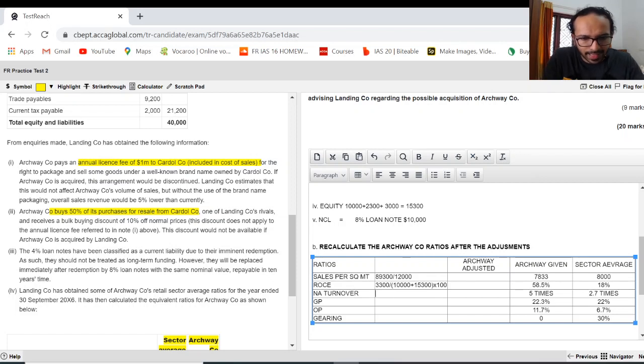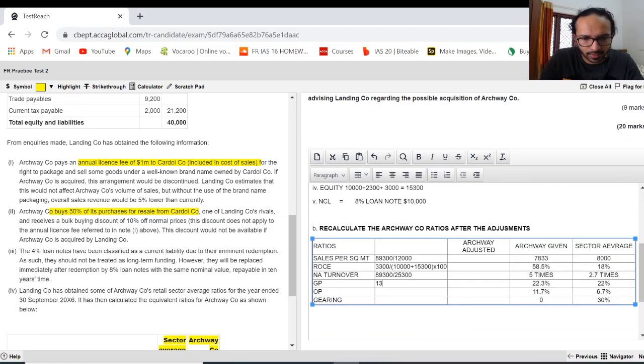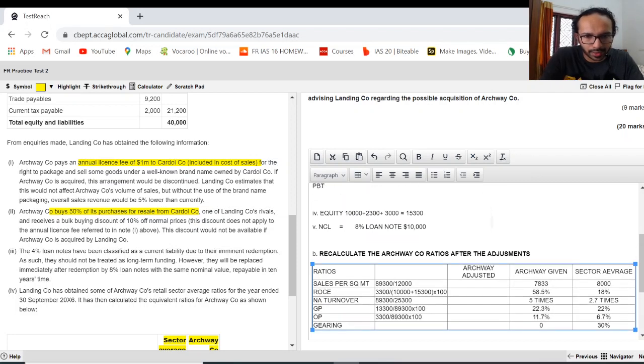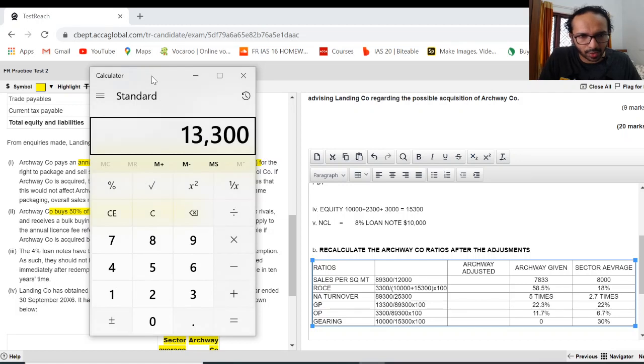Asset turnover is sales divided by capital employed, which is 25,300. Gross profit ratio is gross profit divided by sales: 13,300 divided by 89,300 into 100. Operating profit is PBIT divided by sales into 100. Gearing is debt divided by equity: 10,000 divided by 15,300 into 100. So all these figures you'll have to calculate and put.